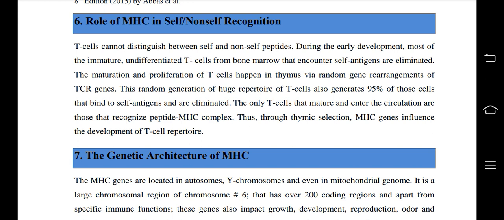The maturation and proliferation of T cells happen in the thymus via random gene rearrangement of the TCR gene. This random generation of a huge repertoire of T cells also generates 95% of cells that bind to self-antigens, and these are eliminated. The only T cells that mature and enter the circulation are those that recognize the peptide-MHC complex. Thus, through thymic selection, MHC genes influence the development of the T cell repertoire.